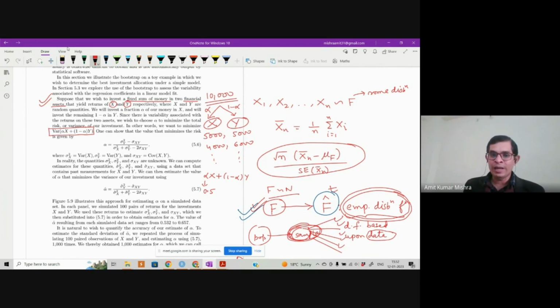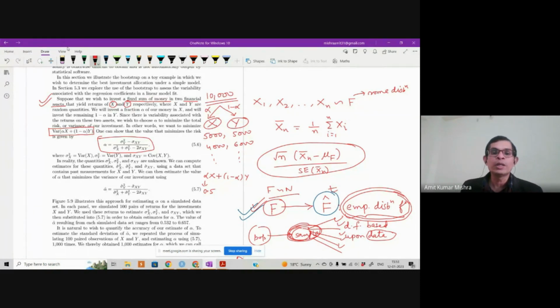Variance of alpha x plus 1 minus alpha y, that means the variance of your return. This we want to minimize. That means we want to find the value of alpha in such a manner that the variance of the return is minimum. Mathematically, it can be shown that this is the value of alpha which minimizes the risk.